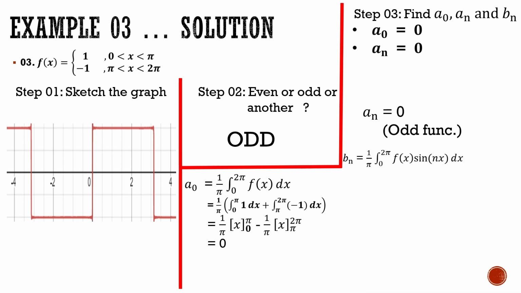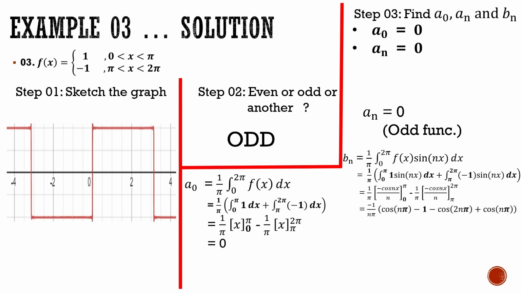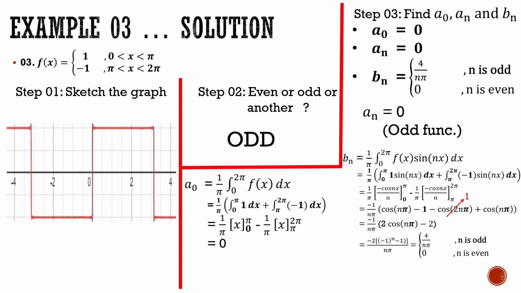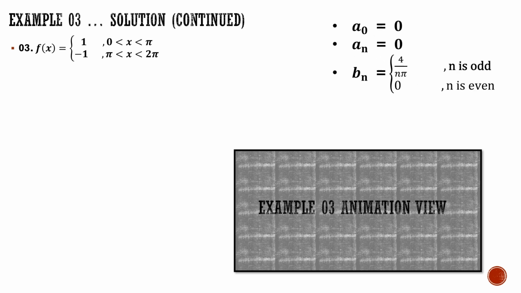Now bn equals 1 over 5, integral from 0 to 2 times 5 of f(x) sin nx dx. After substituting f(x) into this equation, we get the final answer as bn equals 4 over n times 5 when n is odd, and bn equals 0 when n is even. Now we have to write the Fourier series equation for this function, and the a0, an and bn values are here.